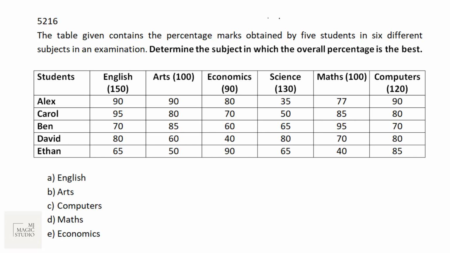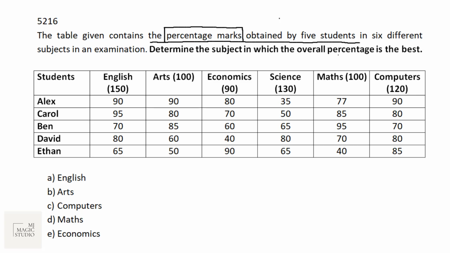Okay, another tabular representation from data interpretation. The table given contains the percentage marks obtained by 5 students in 6 different subjects. So this is the marks of Alex, Carol, Ben, David, Ethan. These are the percentage marks. Alex has scored 90% in English. That means actually Alex's score is 90% of 150, that is 135.